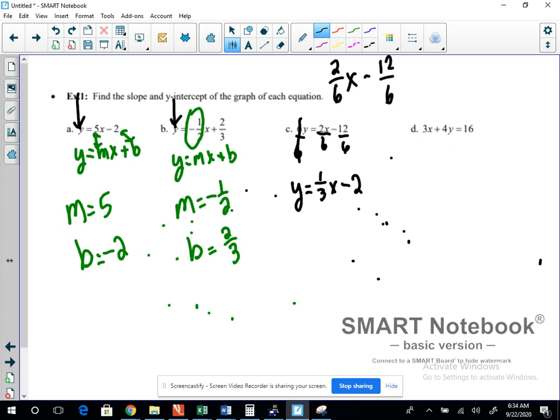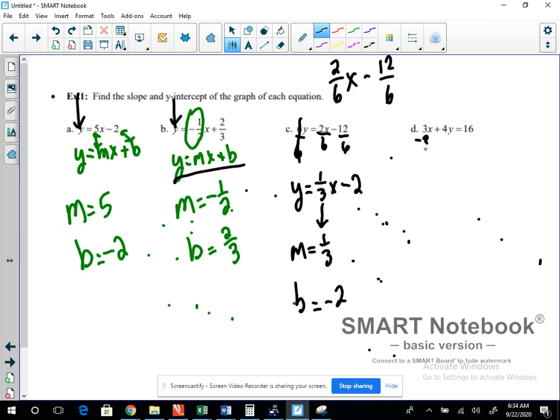Now we can compare it to y equals mx plus b. And m must be 1/3. Again, don't put the x on it. And b is -2.